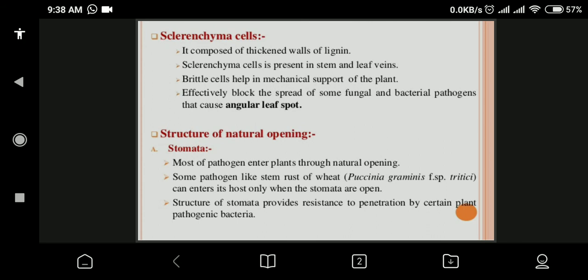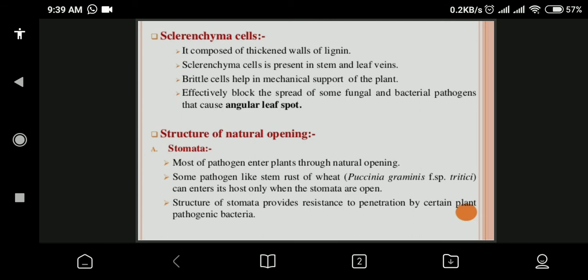Sclerenchymatous cells. Sclerenchymatous cells, as we all know, are made up of lignin, thickened-walled tissues. Sclerenchyma cells are present in stems and leaf veins. These brittle cells help in mechanical support of the plant and effectively block the spread of some fungal and bacterial pathogens that cause angular leaf spot disease.